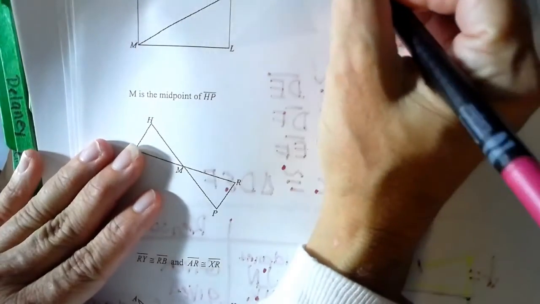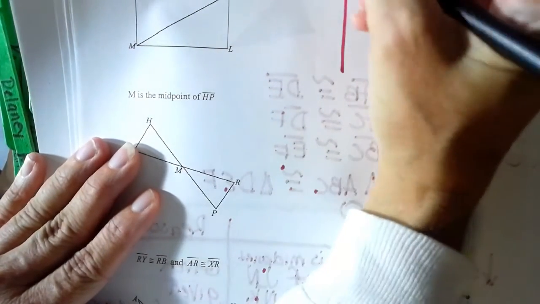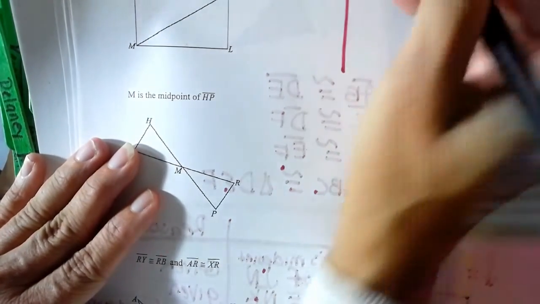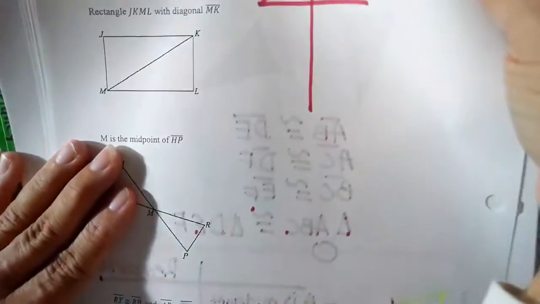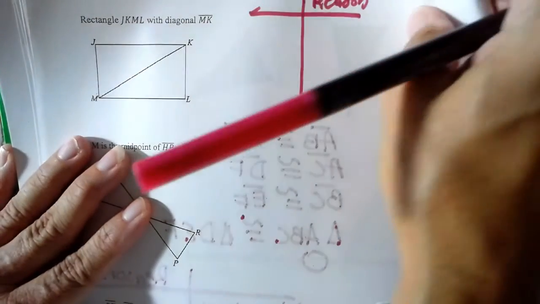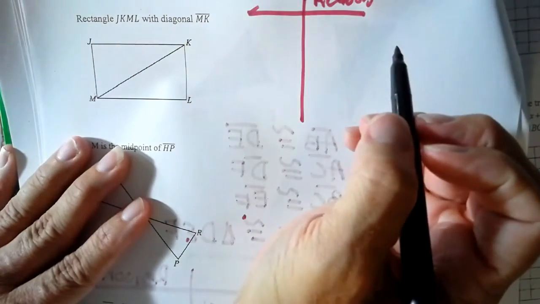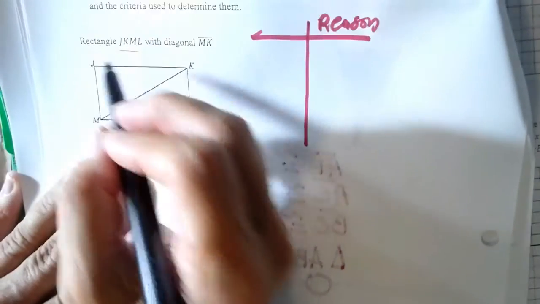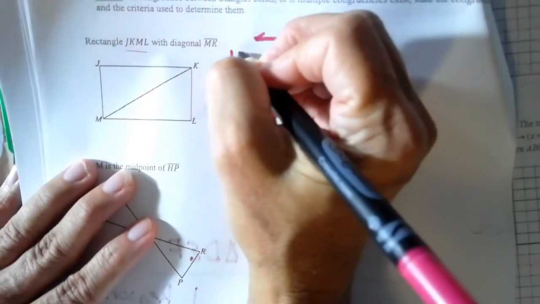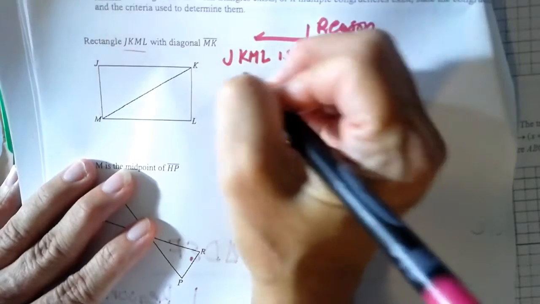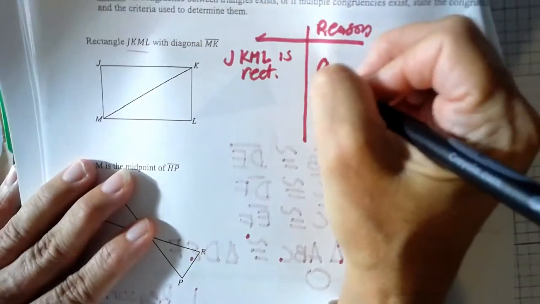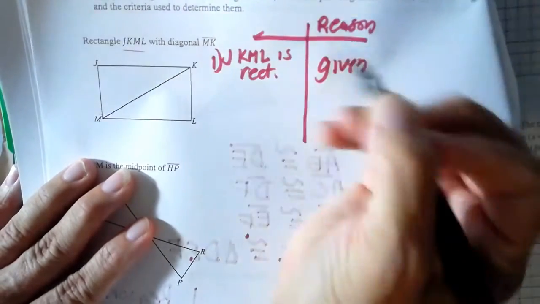Okay, so we're going to try this again. We're going to make a proof here. And these are our reasons. So given the information provided, we're trying to do side, side, side. So that's what we're trying to look for. And we know this is a rectangle. There's my given, that JKML is a rectangle. That's step one.